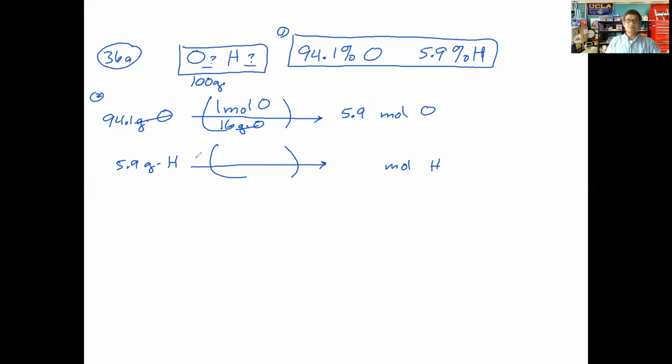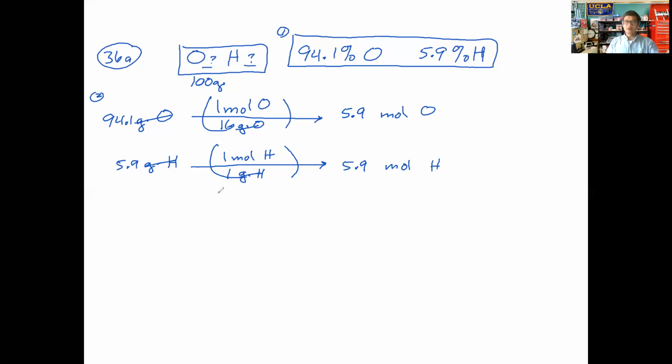Okay? Now do the same thing for hydrogen here. The molar mass of hydrogen is 1 gram per mole. This is atomic hydrogen, not the molecule of hydrogen, which is diatomic. Okay? And so this is going to be 1 gram of hydrogen. Okay, so that cancels out that unit for us, and then we end up here with 5.9 moles of hydrogen.